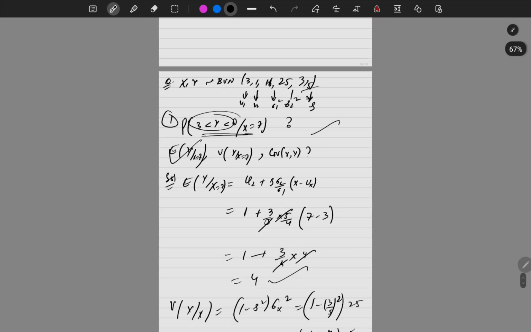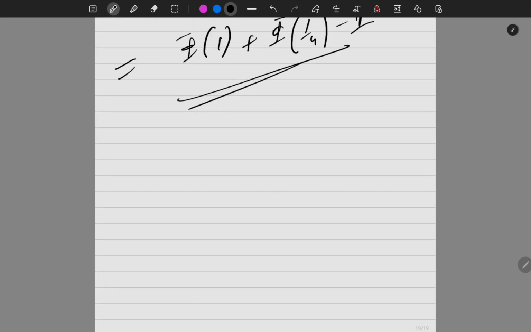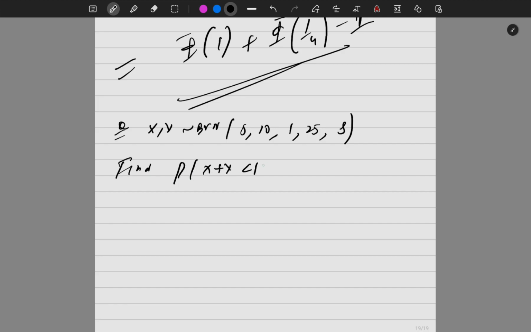This was the question. So you will see questions like this. Now one more question. X comma y follows bivariate normal 5, 10, 1, 25, rho. Then find the probability x plus y less than 16 if rho is equal to 0.